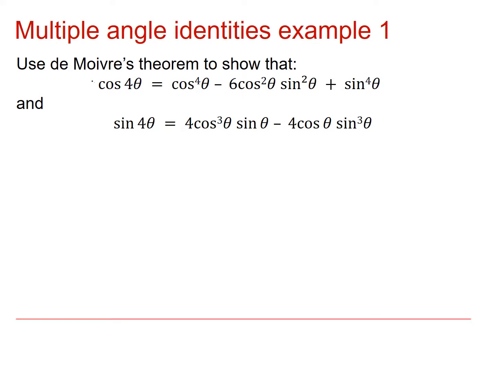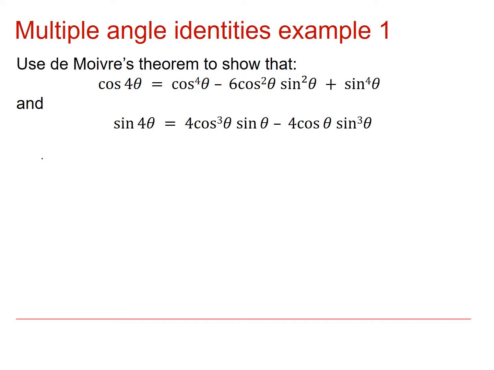Okay, here's our first example. We've been asked to use De Moivre's theorem to show that cos 4 theta can be expressed in terms of powers of cos and sine, and sine 4 theta can be expressed in terms of powers of cos and sine. This can be done without using complex numbers, but it is considerably easier to use complex numbers than not.